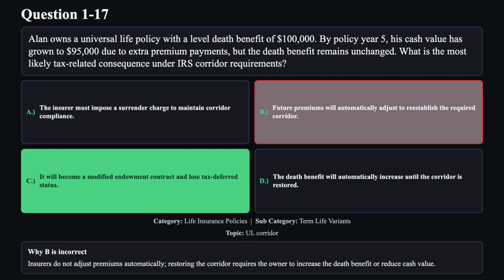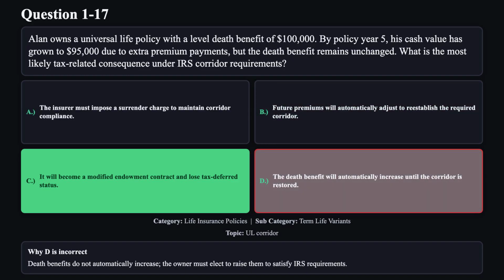Reason B is not correct. Insurers do not adjust premiums automatically. Restoring the corridor requires the owner to increase the death benefit or reduce cash value. Reason D is not correct. Death benefits do not automatically increase. The owner must elect to raise them to satisfy IRS requirements.